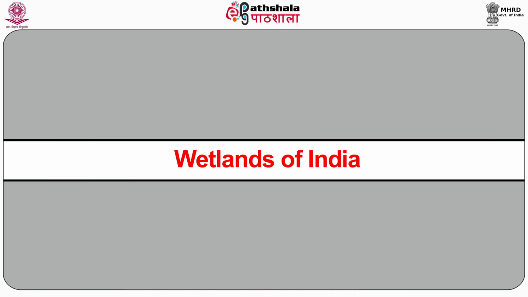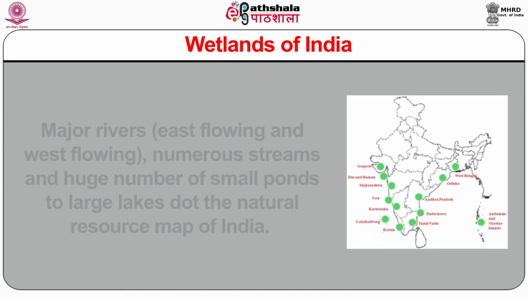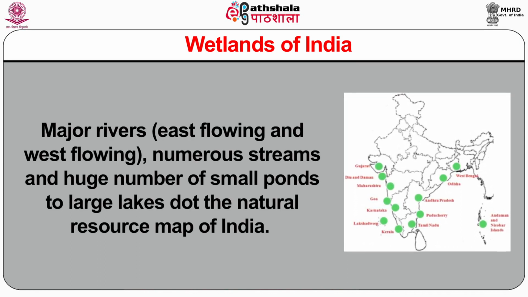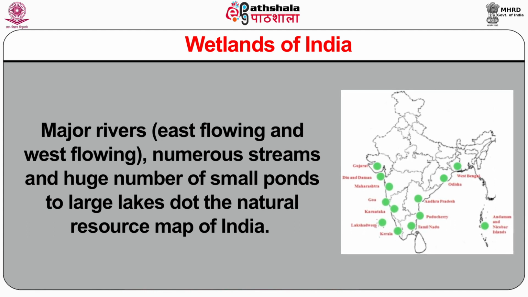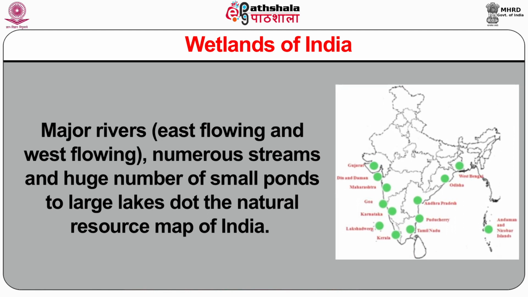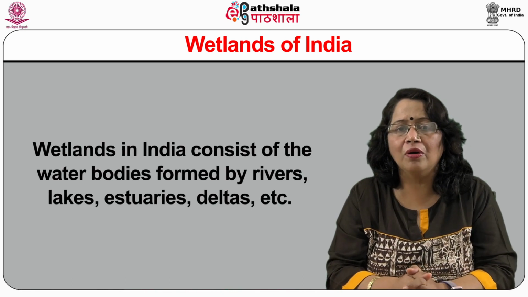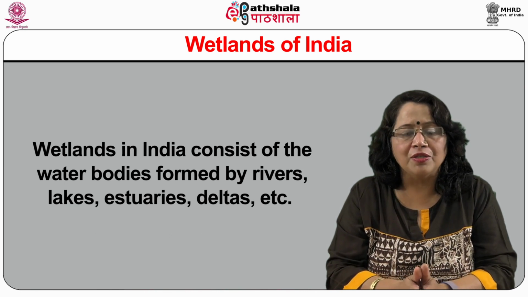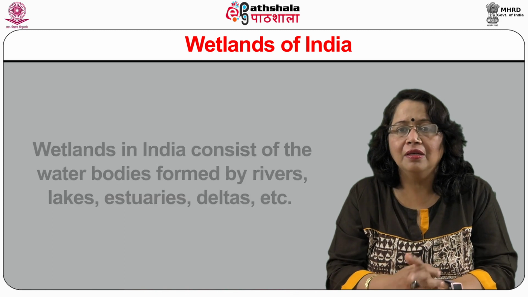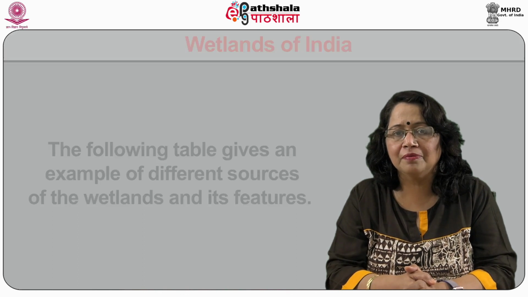Wetlands of India. India is blessed with abundant natural resources. Major rivers, east flowing and west flowing, numerous streams, and a huge number of small ponds to large lakes dot the natural resources map of India. Wetlands in India consist of the water bodies formed by rivers, lakes, estuaries, deltas, etc. The following table gives an example of different sources of the wetlands and their features.